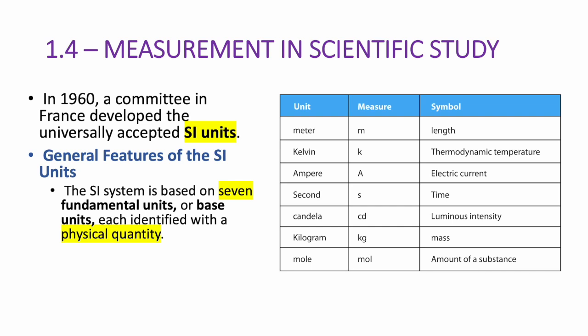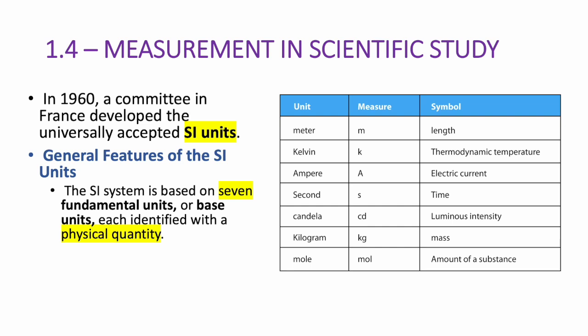The unit for length is meter. For temperature, it is Kelvin. For electric current, it's ampere. Time, we will be using second. Luminosity, which I don't think we have any calculation that uses this unit, but it is in candela. For mass, which is the only SI unit that uses a prefix, it is kilogram. And then for the amount of substance, it would be in mole.